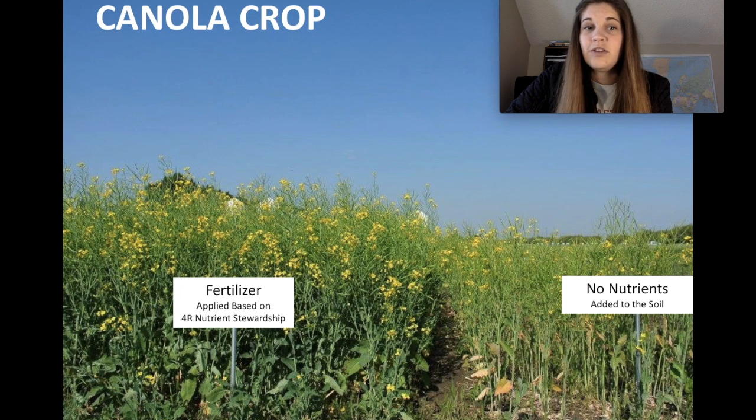nutrient application. Here's an example of a canola crop. You have the one with the fertilizers applied based on the 4R, and then you have no nutrients added to the soil. You can really tell the difference between the plant size and the yield that will come off of those two crops.